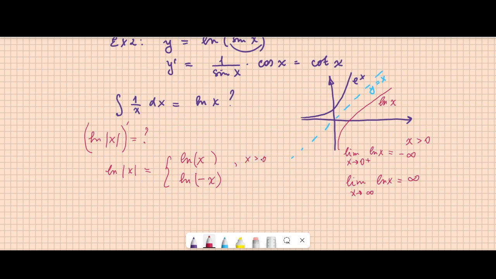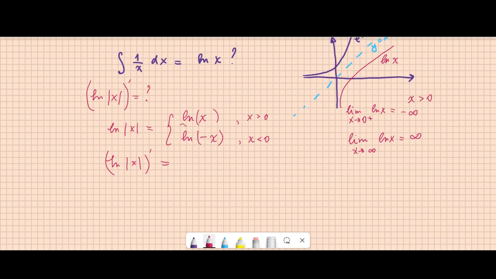In our case, we have a function that is different on two different intervals. When x is greater than 0, it's ln of x. When x is less than 0, it's ln of negative x. And when x is equal to 0, it's undefined. It does not exist. This is ln of absolute value of x, right? Now, let's differentiate it. To differentiate it, we are going to just differentiate this curly bracket. So, for x greater than 0, we remember that the derivative of ln is 1 over x. What is going to happen for this one when x is less than 0?